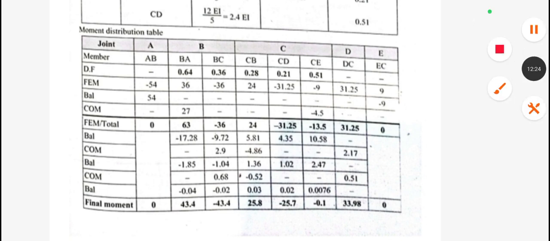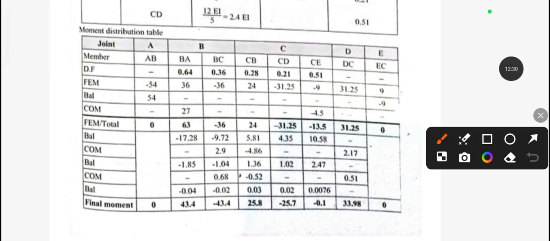Now we need to make the moment distribution table. This is very simple. In the first row we need to take the joints, all the joints. Keep in mind, for making the distribution factor table you need to take only the intermediate joints, that is B and C. But in the moment distribution table you need to take all the joints, serial wise or sequence wise, like A to B, B to C, and C to D and E. Now you need to write all the members.